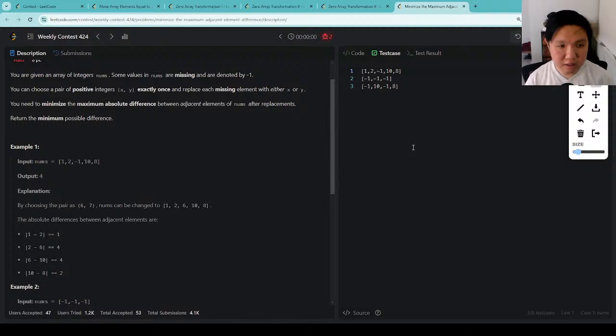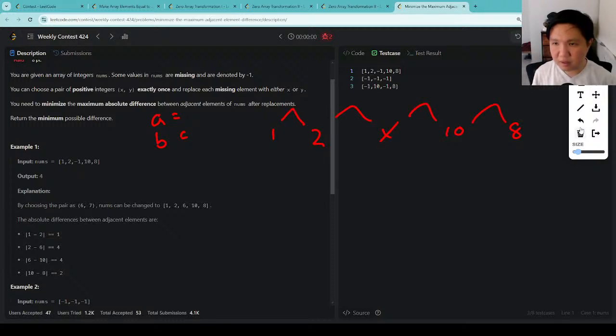So for instance, actually, I have to complain. The examples are quite bad, you know? The examples are kind of sus. So let's say, for instance, in this, you have -1, 10, and 8. This -1, I'm just going to replace it like x. Okay? You can choose two numbers, a and b. Let's say, and what you want to do is to minimize the difference between them. So 1 and 2, the difference is 1. 10 and 8, the difference is 2. These things can change. They are fixed.